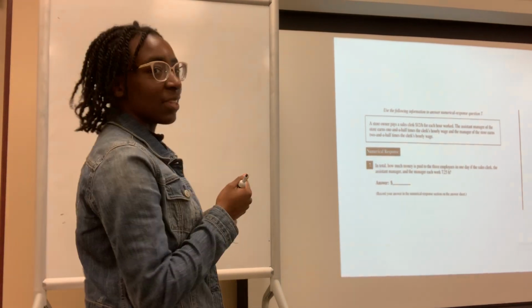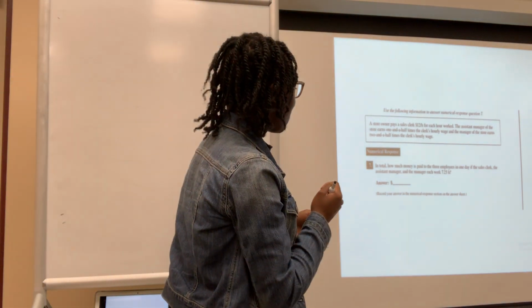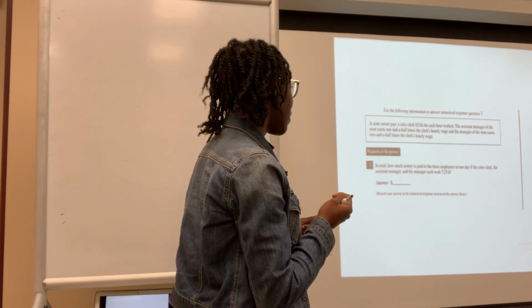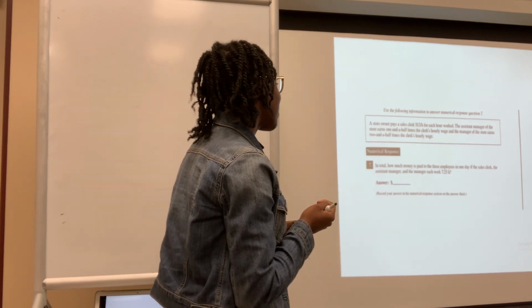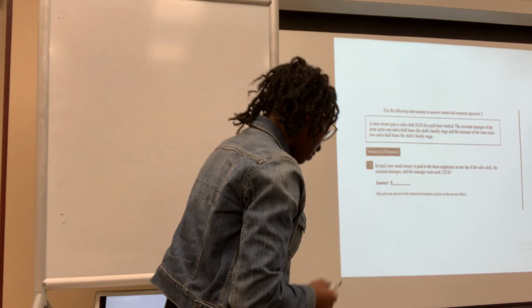The last one, right? This was the last one. Store owner pays sales clerk $12 an hour. Assistant manager pays, and so on. The total: how much money is paid to the 3 employees in 1 day.